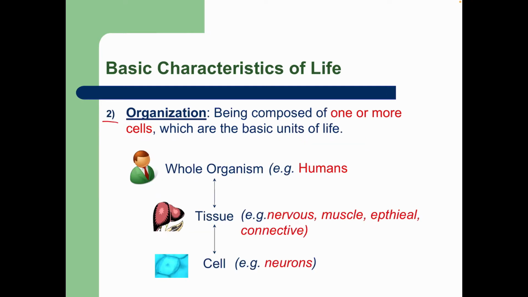Another characteristic is organization. So this means we're composed of one or more cells, which are the basic units of life. So here we go from the whole organism, for this example, humans. Then we go to the tissue level, which includes our nervous tissues, our muscle tissue, epithelial tissue. Sorry, I spelled that wrong. Connective tissues. Then we go down to the cell, which includes the neurons, for example.